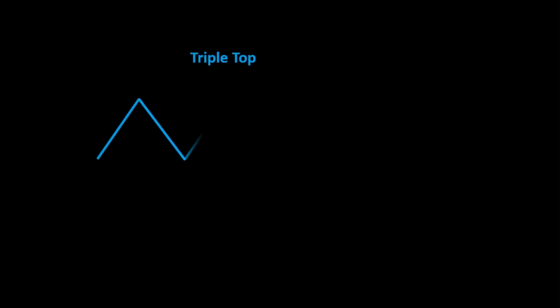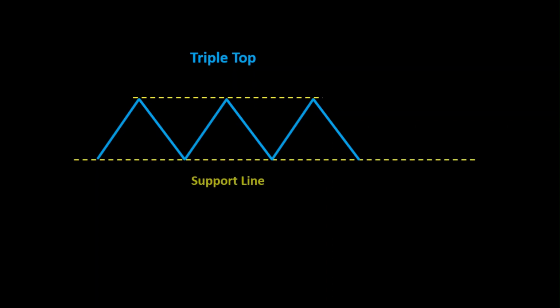Next, we have the triple top pattern, which functions similarly to the double top but consists of three distinct peaks formed at approximately the same price level. A support line is drawn by connecting the lows between the peaks. The triple top is considered a stronger bearish reversal pattern, especially when it forms at the top of an uptrend.